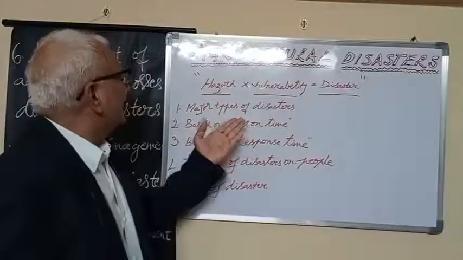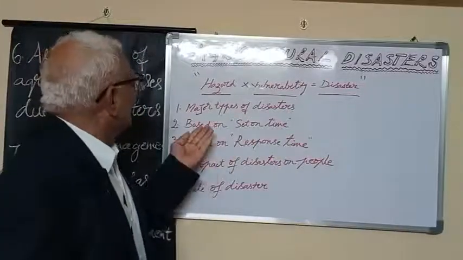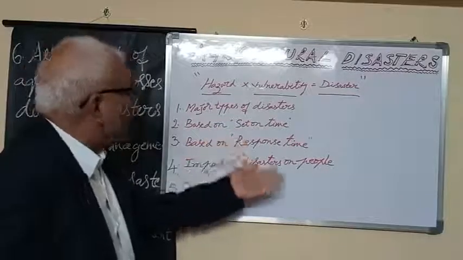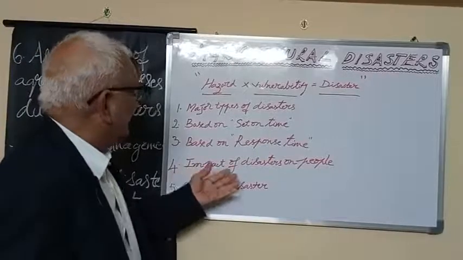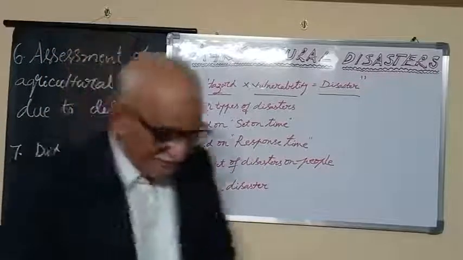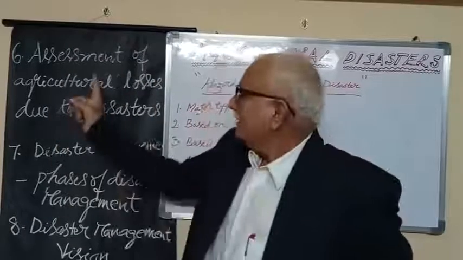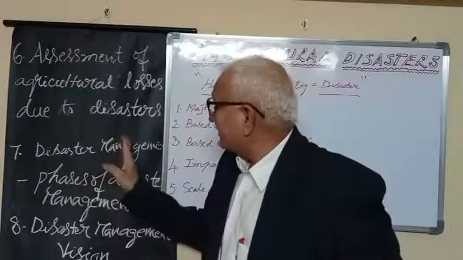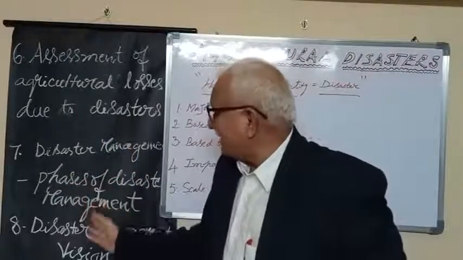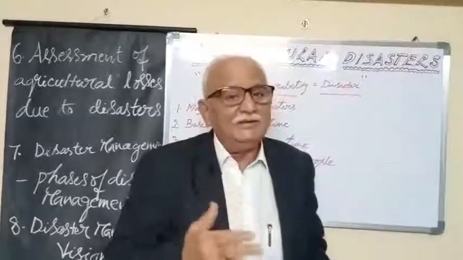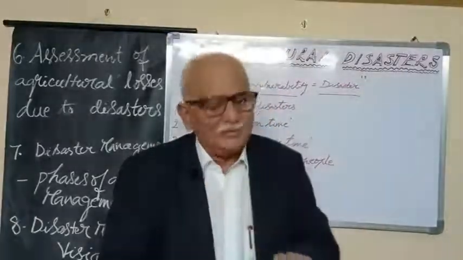What are the major types of disasters? Disasters based on onset time, disasters based on response time, impact of disasters on people, scale of disasters, then assessment of agricultural losses due to disasters, disaster management, that is the phases of disaster management, and finally community-based disaster management we are going to discuss.